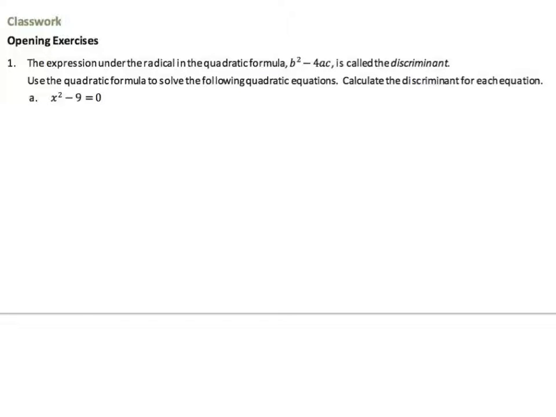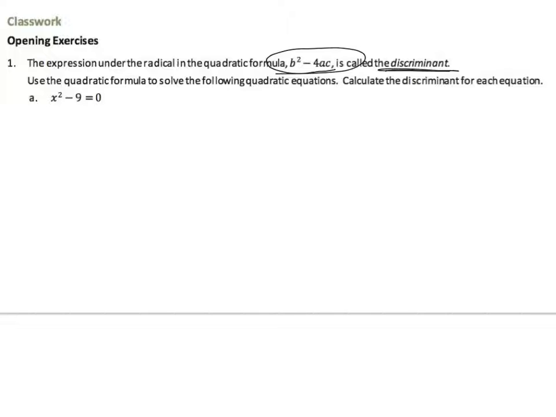So, opening exercises, we're going to do a little bit of review here. The expression under the radical in the quadratic formula is b squared minus 4ac, and this is called the discriminant. Just that part of the formula itself is called the discriminant. Use the quadratic formula to solve the following quadratic equations, and then calculate the discriminant for each equation.